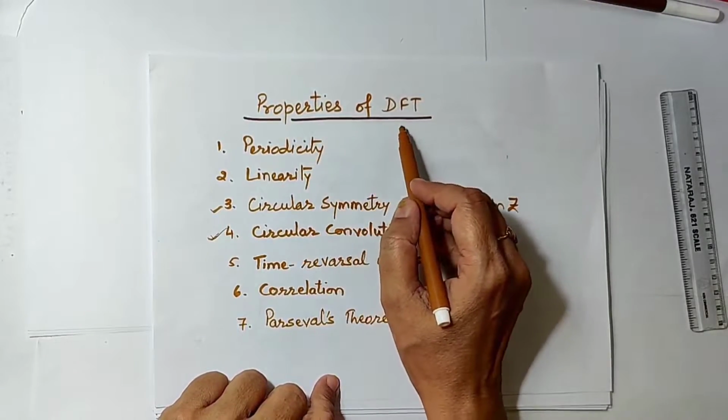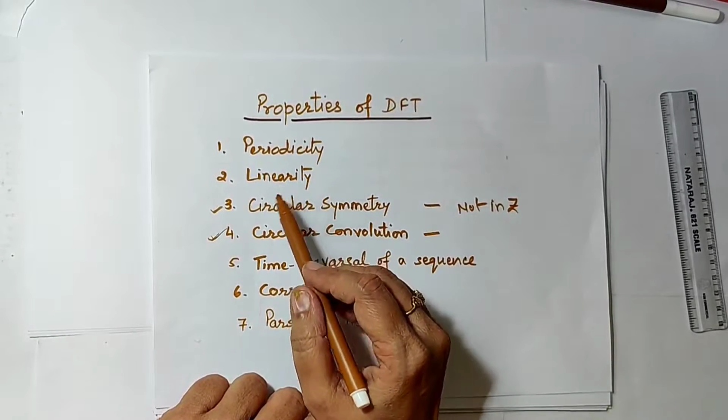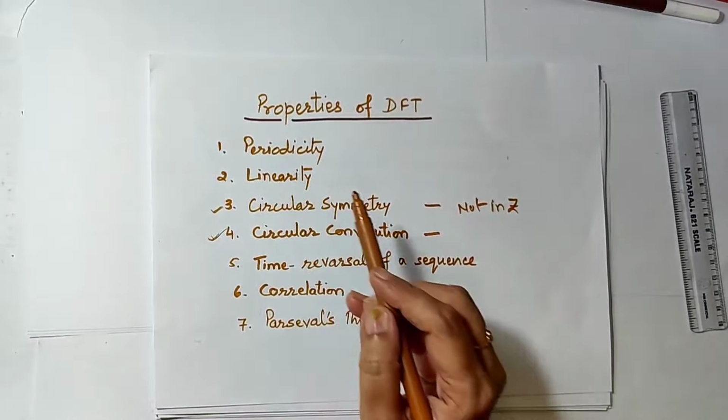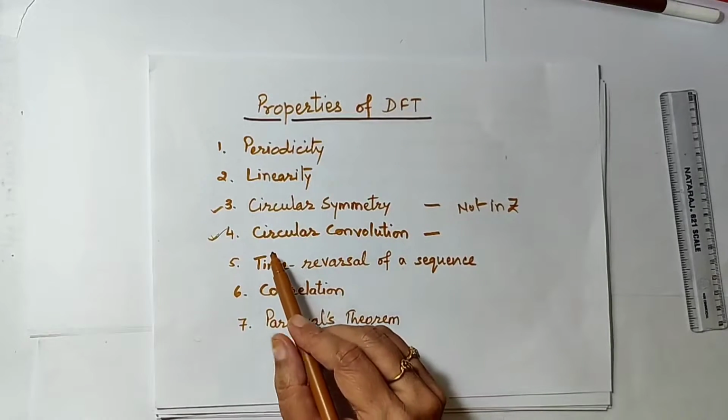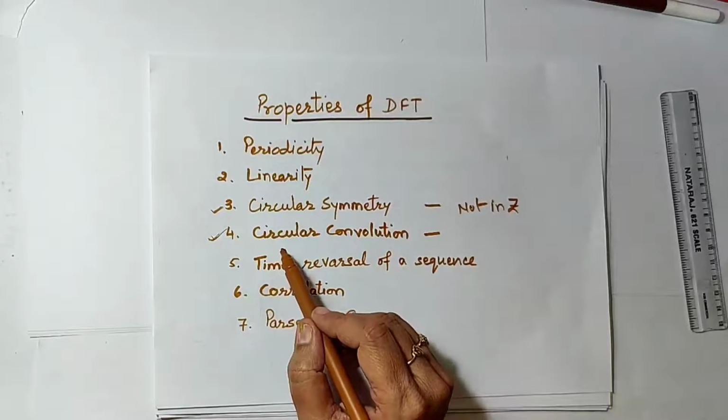Hello, welcome to the lecture series on the discrete Fourier transform and fast Fourier transform. This is the lecture on properties of DFT. The properties we have already learned in the last lectures were periodicity, linearity, circular symmetry, and circular convolution.